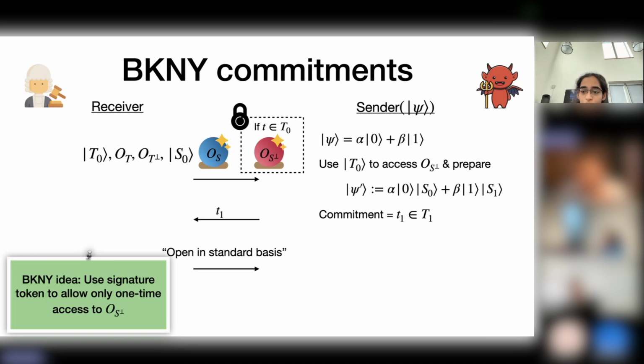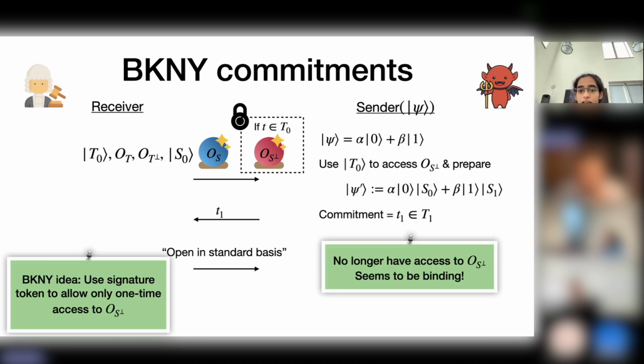And now when I open in the standard basis, I don't have any access to T0, so I can't access OS perp. So all I can do is measure the state in the standard basis and give you the bit and the vector. So it seems to satisfy binding.